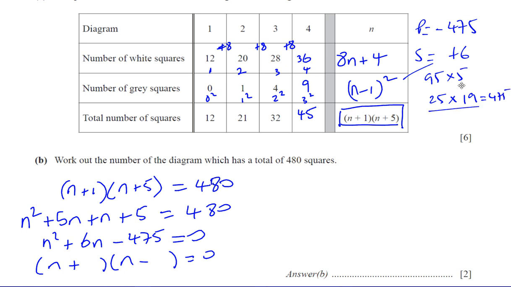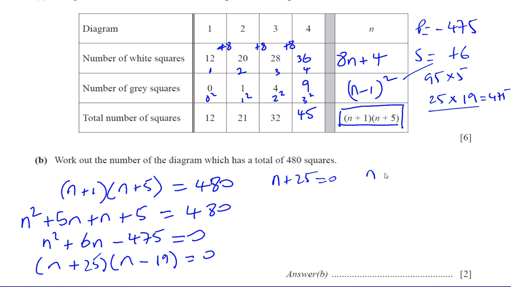So I tried 5, I tried 15, I tried 25, because I know that one of the numbers has to have a 5 at the end for me to get a 5 in the product. When I tried 5, it didn't work. When I tried 15, it didn't work. When I tried 25, it did work. 475 divided by 25 gave us 19. So I know the two numbers must be 25 and 19, and my 25 must be the positive one and my 19 must be the negative one. So we end up with n plus 25 and n minus 19 equals 0. So either n plus 25 is 0, or n minus 19 is 0.